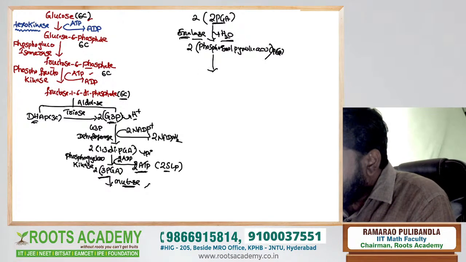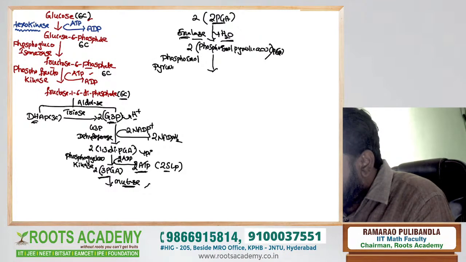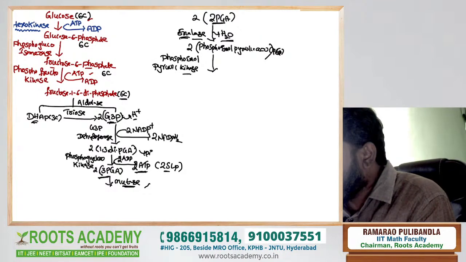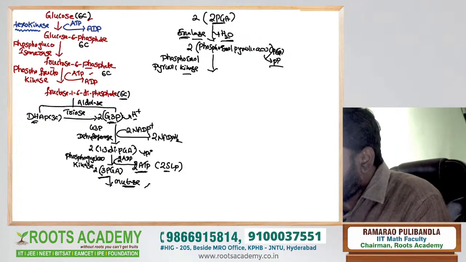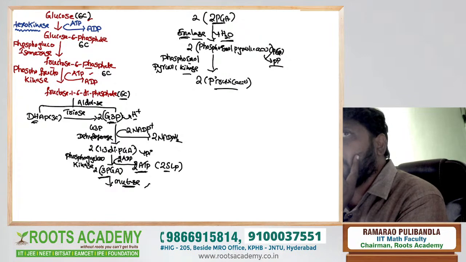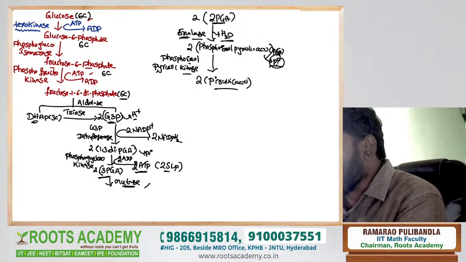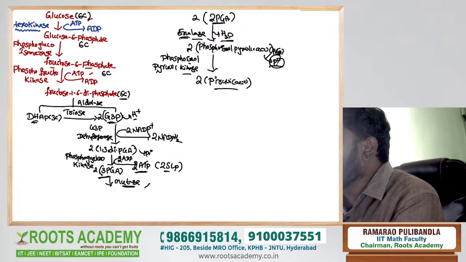And the last reaction, phosphoenol pyruvic kinase. Phosphoenol pyruvic kinase enzyme removes the phosphate from phosphoenol pyruvic acid. Result, 2 molecules of phosphoenol pyruvic acid are converted into 2 molecules of pyruvic acid.